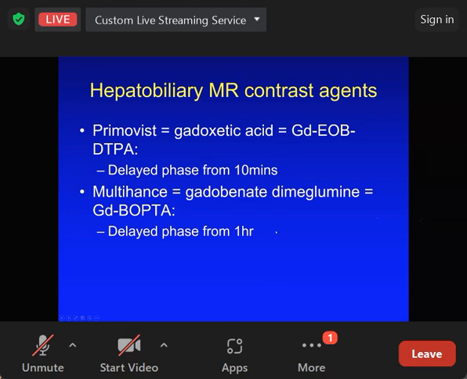And there's also Multihance, which is not used so much. Primavist is easier because what we call the hepatobiliary phase, when the hepatocytes have taken up the contrast, occurs from 10 minutes. So you can do the whole scan in more or less the same time as you would with normal contrast. Whereas with Multihance, you can't do your delayed phase for an hour. So you've got to do your routine scan, get the patient out of the scan and put them back in. So that's rather time consuming.